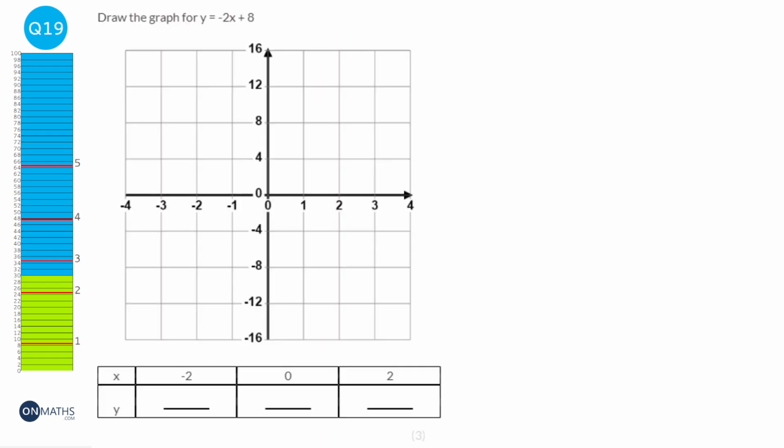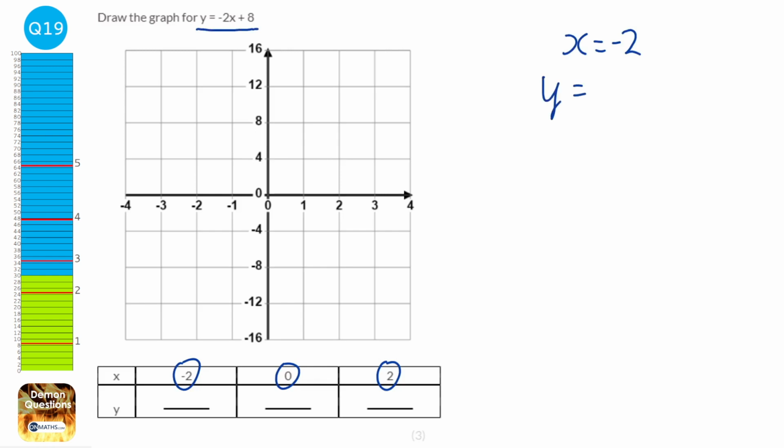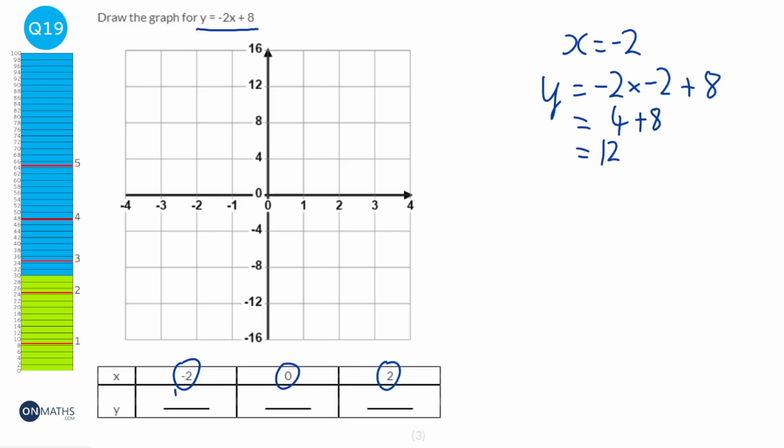So to draw this straight line graph, what we're going to do is just pick 3 x coordinates, which is -2, 0 and 2. So I'm going to start off with -2, and I'm just going to substitute it into the equation we've got here. So y equals minus 2 times minus 2, because that's what we're putting in, plus 8. Minus 2 times minus 2 is positive 4. So it's going to be 4 plus 8, which is going to be 12. So at minus 2, our graph is at 12, which will be here.